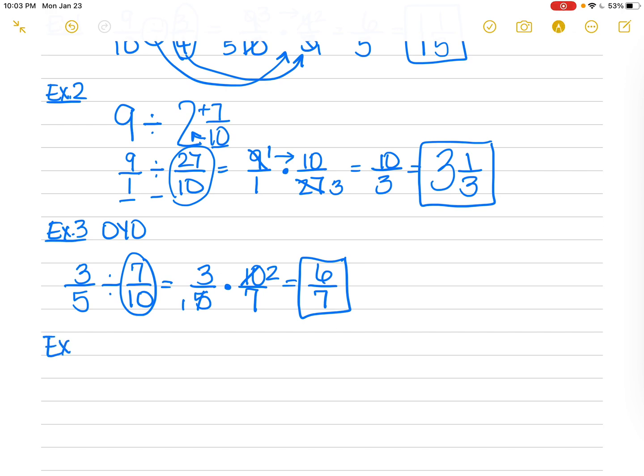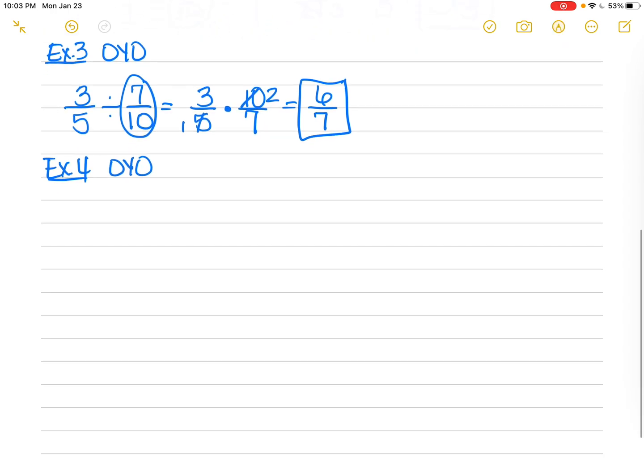Okay, last example. Example 4, you're going to do on your own. If you haven't gotten it by now, go back and rewatch the lesson again. Okay, let's do 4 1/8 divided by 2 3/4. Okay, so these are mixed numbers. So before you flip or change anything, you have to change them both to improper fractions. So I want you to hit pause, do the whole problem on your own, and then come back and watch it and see if you did it right.